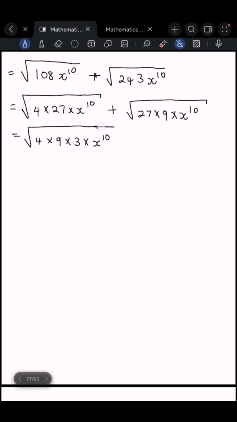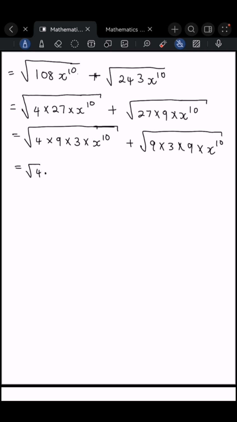Maybe I overcomplicated it, but it still gives you the answer that you need. And then we're going to have 27, which is also going to come down to 9 times 3 times 9 times x to the power of 10. This is equal to the square root of 4 times the square root of 9 times the square root of 3 times the square root of x raised to the power of 10 plus the square root of 9 times the square root of 3 times the square root of 9 times the square root of x raised to the power of 10.